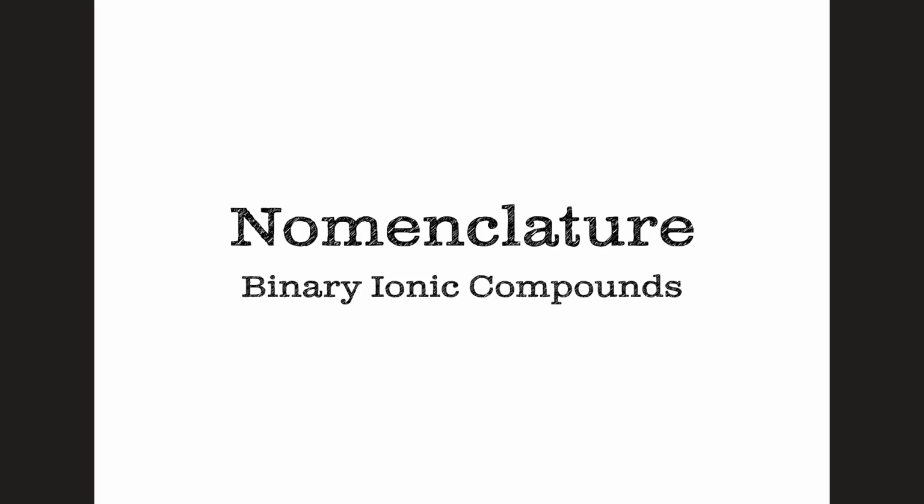Okay, let's talk about nomenclature. So we'll be naming ionic compounds. If we remember, an ionic compound is a compound between a metal element and a non-metal element. So before we do that, let's take a quick look at the periodic table and remember where metals and nonmetals are located.